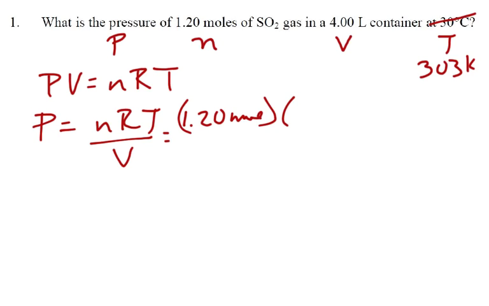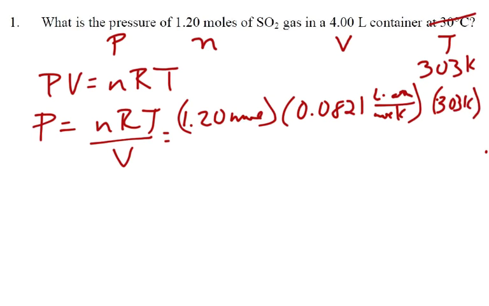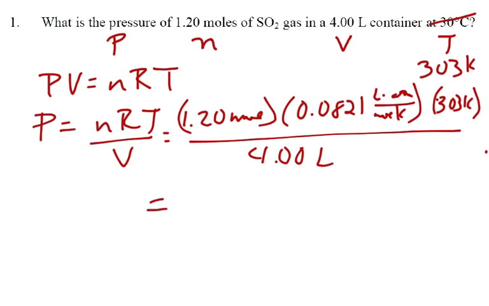Our R, because we are using pressure, the value of the unit on the pressure depends on which R we're going to use. So we'll just use 0.0821. That's in liters atmospheres per mole Kelvin. And that means our answer will be in atmospheres. The temperature here is 303 Kelvin. And this is all divided by V, which we said is 4 liters. Now if we go back and do all this calculation, we get 7.46 atmospheres.